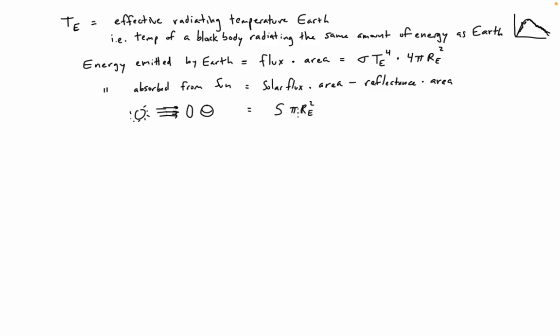So solar flux times pi r squared minus the solar flux times the albedo, this is a, times pi r squared. And that simplifies down to solar flux pi r squared times 1 minus the albedo. So let's call this equation 1 up here and this equation 2.